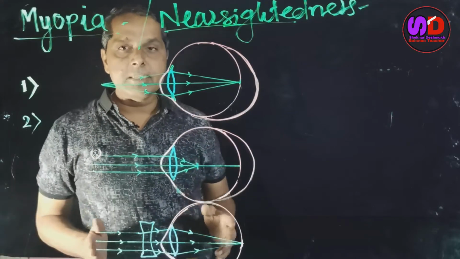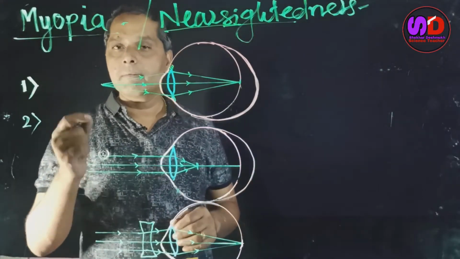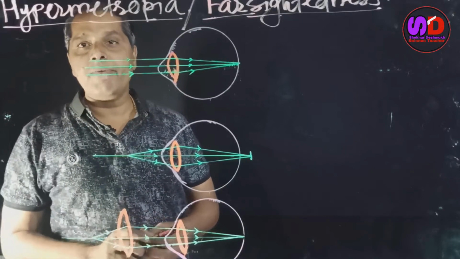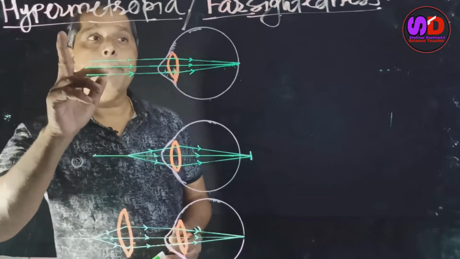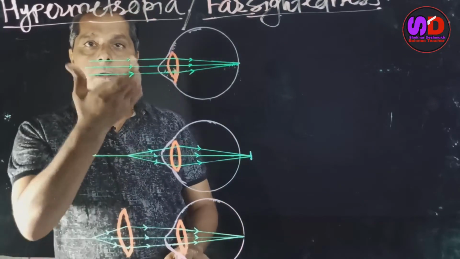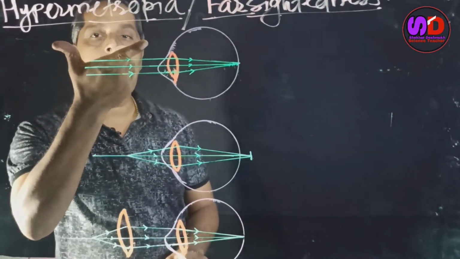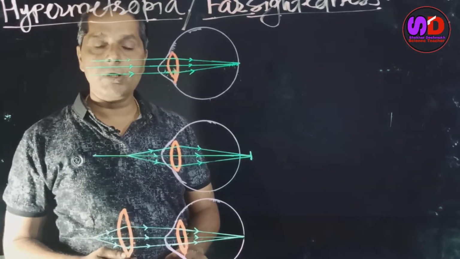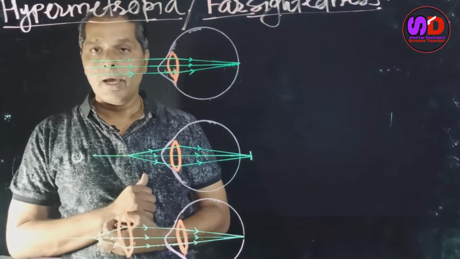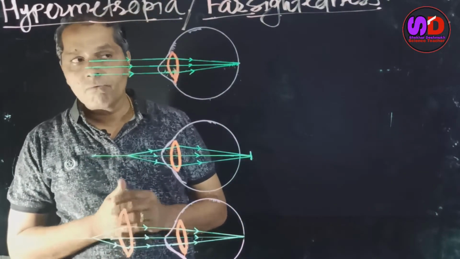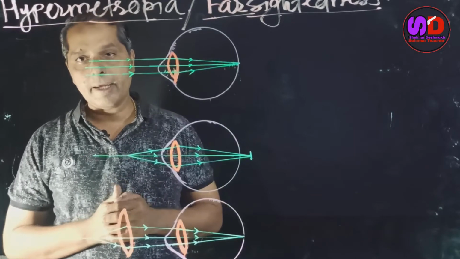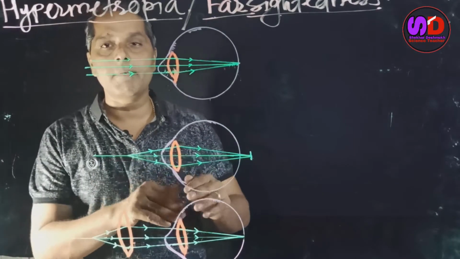So let us discuss the second refractive defect, that is hypermetropia. The second defect that we are going to see is hypermetropia or farsightedness. Look, the word is a long word. Farsightedness, that means, what is the meaning of that? Farsightedness means the person can see distant objects clearly but is unable to see nearby objects.